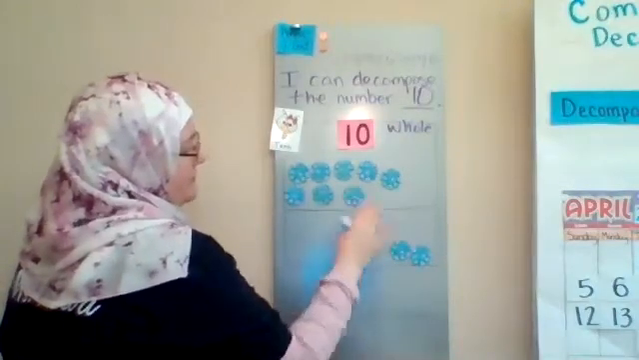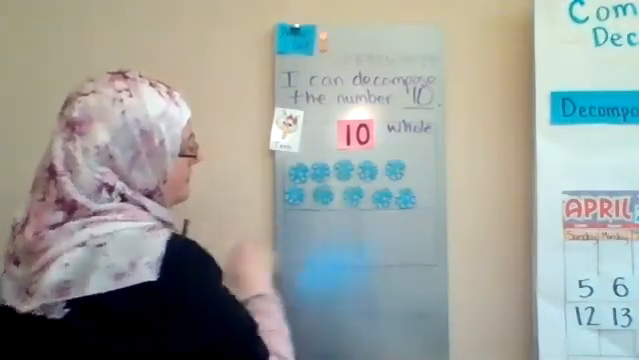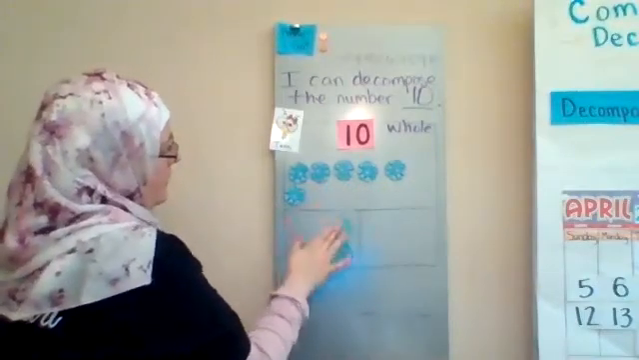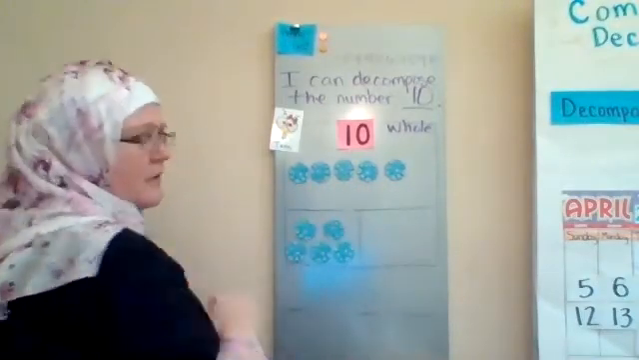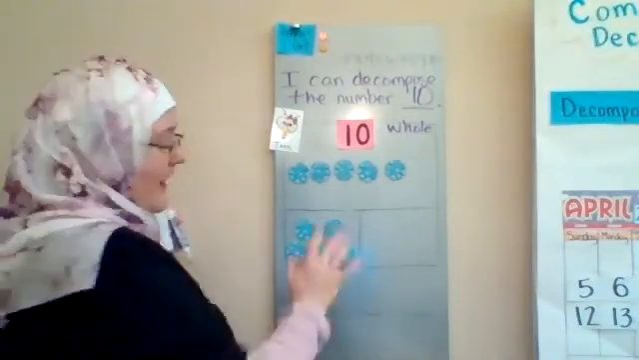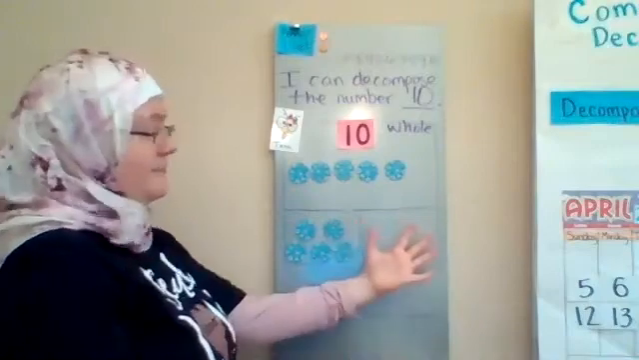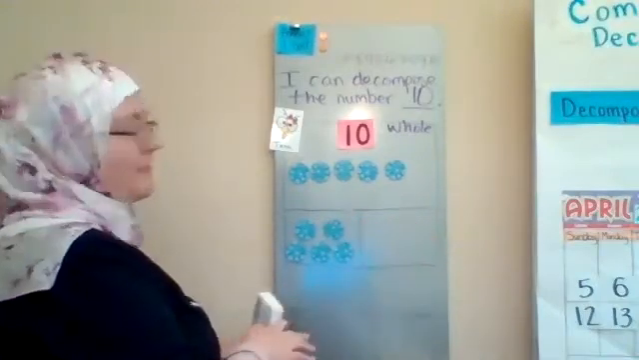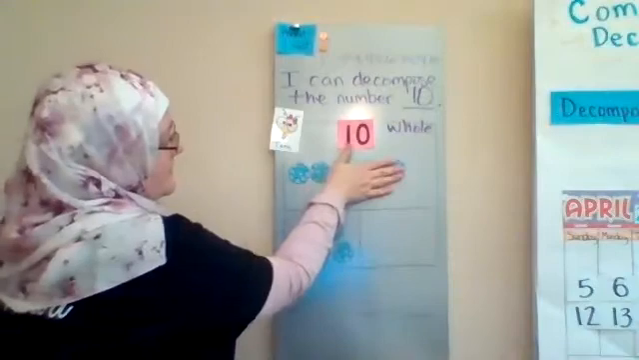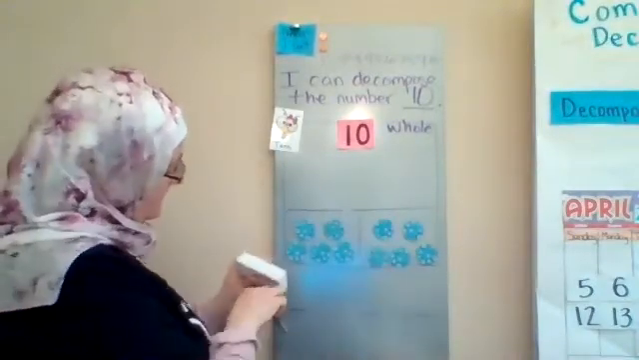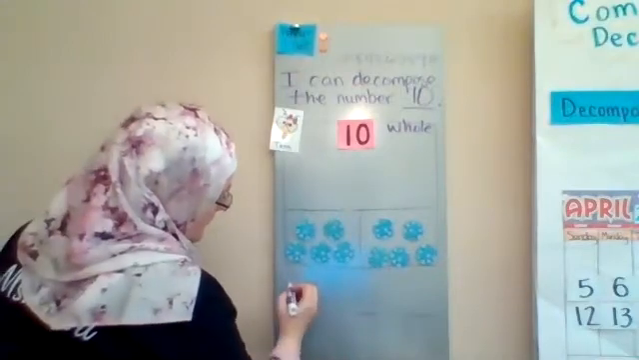That's right, 5. Let's move those 5. 3, 4, 5. You know this one. If I have 5 on one hand, how many do I have on the second hand? That's right, 5. The same for this. 3, 4, 5. So 10.